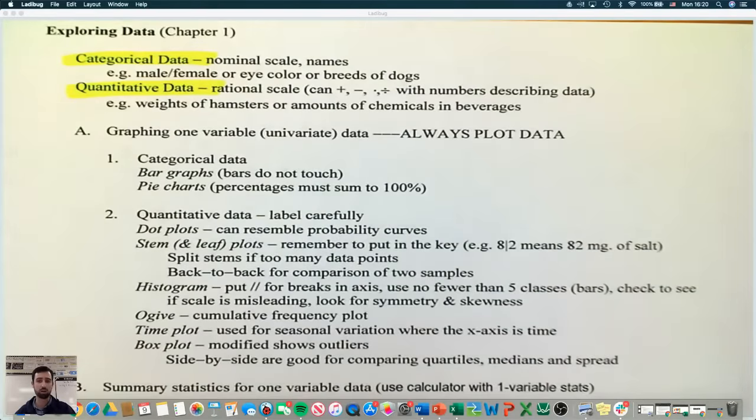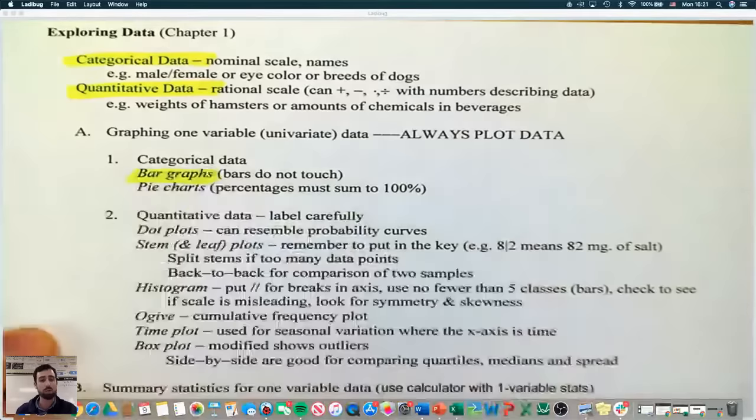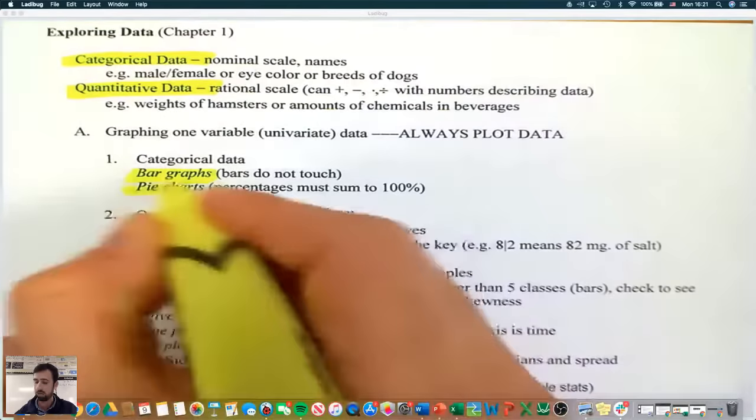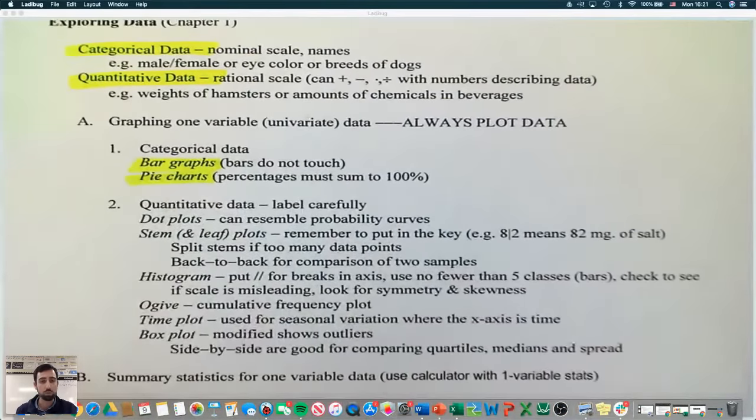How do we graph categorical data? Well, we graph it a couple different ways. We graph categorical data using a bar graph, keeping in mind that when we graph categorical data using bar graphs, they don't touch. That's different from a histogram. In a histogram, the bars are gonna touch. Categorical bar graphs, they're not. Pie charts, same idea, categorical data. Quantitative data, we do a couple different ways. We do dot plots. We do stem plots, histograms. We don't really do ogives very often, time plots, and box plots.